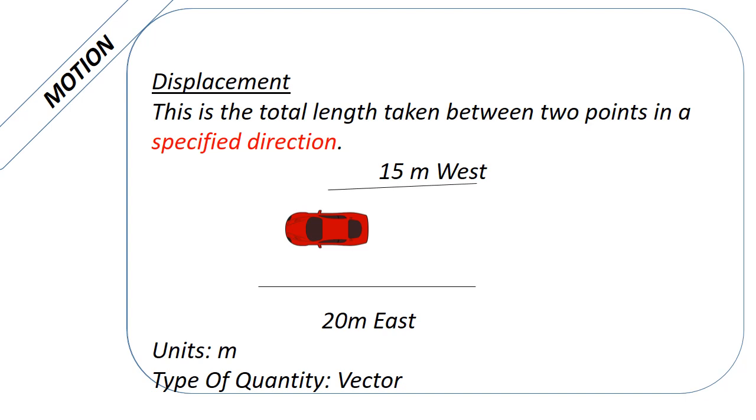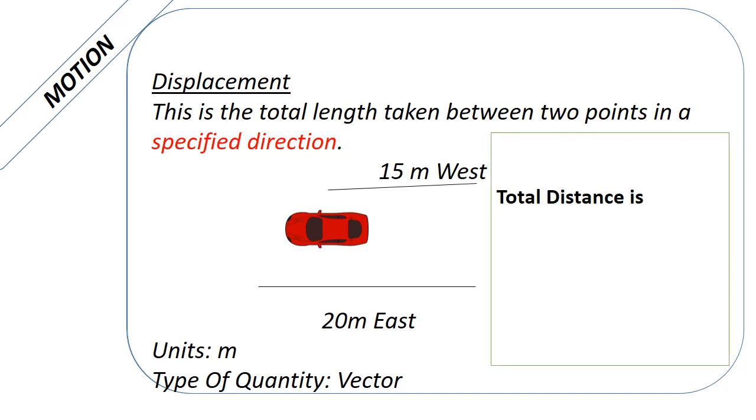Sometimes it is required of us to state the total distance and the total displacement such a motion had covered. Total distance, you get it by adding all the distances that were covered regardless of direction. Why? Because distance doesn't care about direction. So we can say total distance is 20 meters plus 15 meters, which will give us 35 meters.